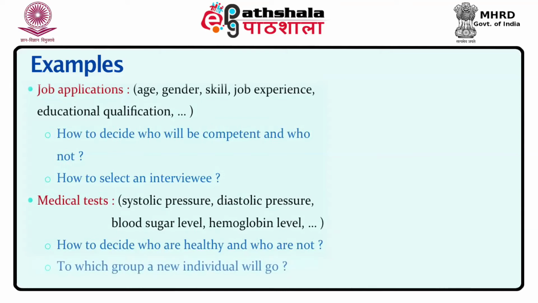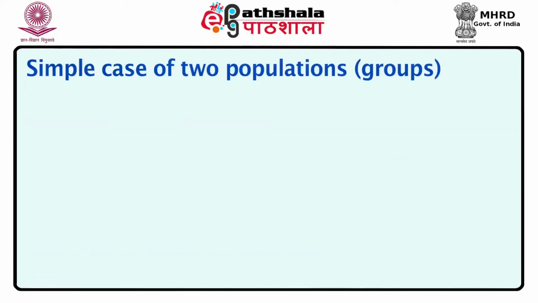And secondly, when a new patient comes to the doctor, the doctor looks at his different pathological results and then has to decide on the group that the new individual should be placed into, whether this new individual will be considered as healthy or not healthy. So again, a problem of classification would come in. To begin with, let us look at a very simple case of two populations or two groups.